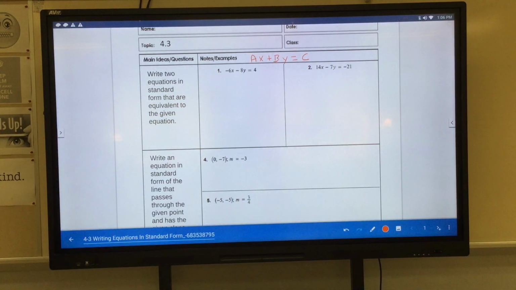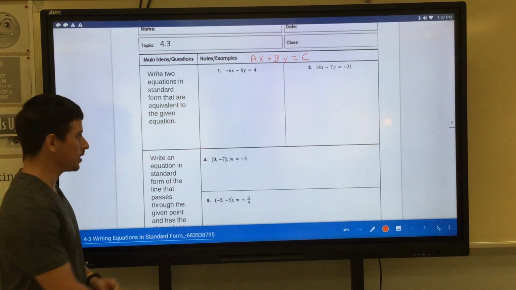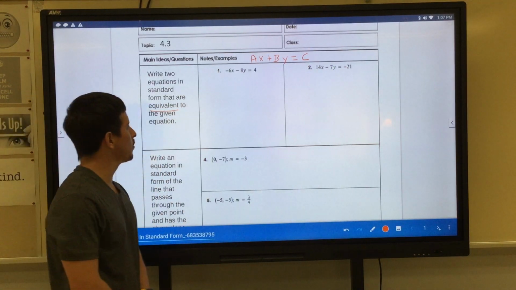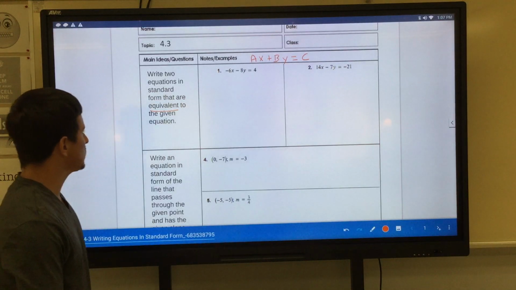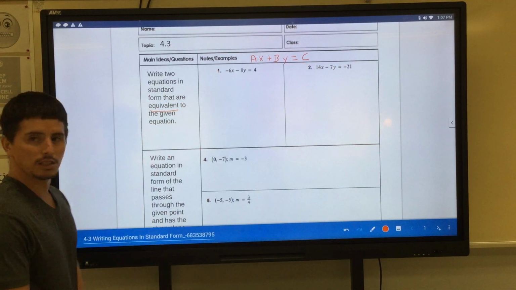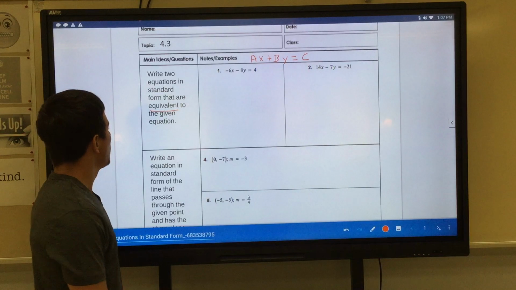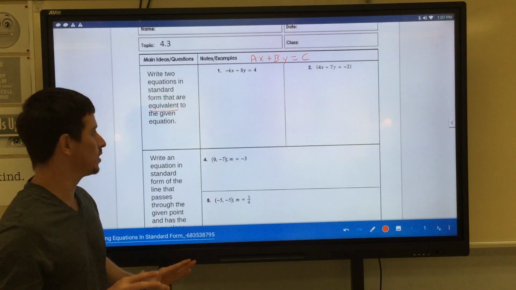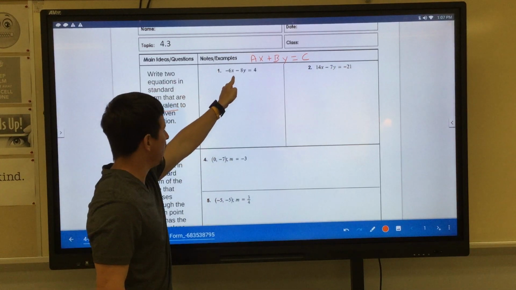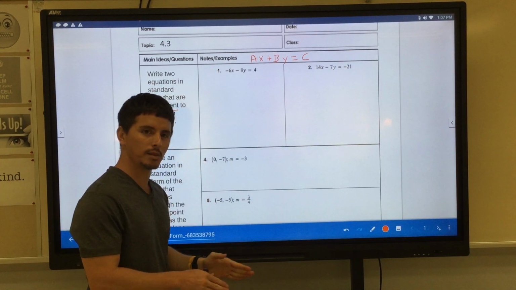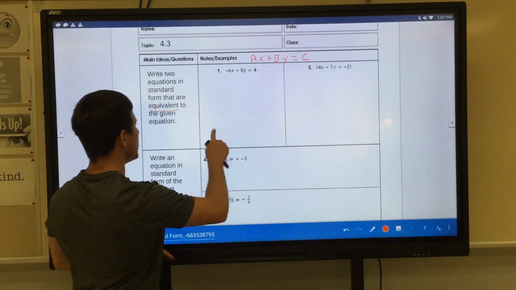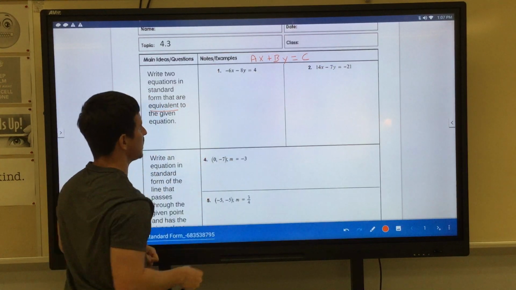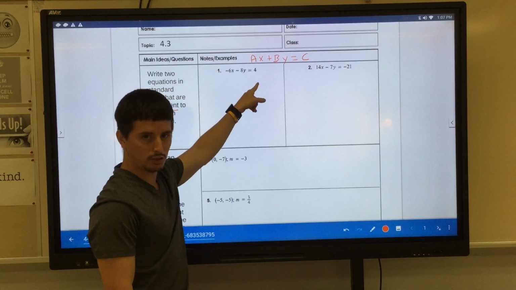Write two equations in the standard form that are equivalent to the given equation. So let's take a look at number one. We have negative 6x minus 8y is equal to 4. Now on this one, we already have this equation in the standard form because we have the x and the y both on the same side. Notice that the a here is negative 6, the b is negative 8, and the c is just a 4.